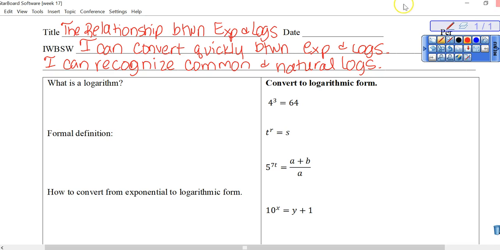First of all, I'll give you a hint. It has something to do with an exponential. Inverses. They're inverses. Yes, a logarithm is an inverse of an exponential.